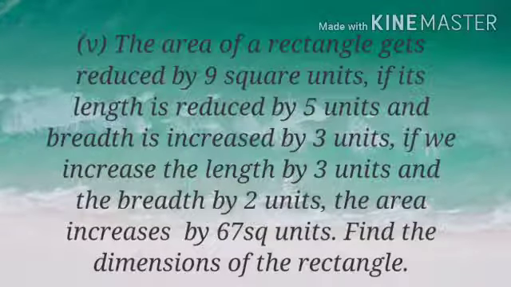And the question is, the area of a rectangle gets reduced by 9 square units if its length is reduced by 5 units and breadth is increased by 3 units. If we increase the length by 3 units and the breadth by 2 units, the area increases by 67 square units. Find the dimensions of the rectangle.